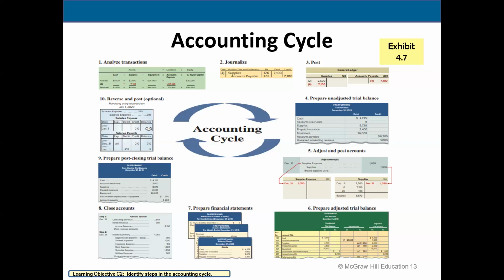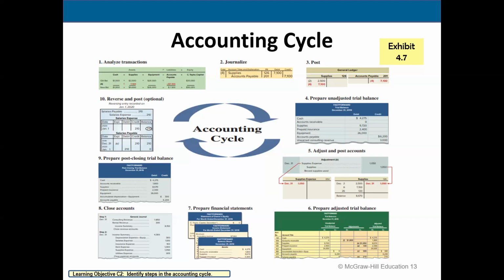And then once we've journalized the entry, we post the entry by posting it to the ledger so that we can keep a balance. Remember, the journal is a chronological record of transactions written in debit and credit form. And then the ledger, instead of being chronological, is listed by account. And so that allows us to keep a balance for the account. Once we've posted things, we get to the end of the month.